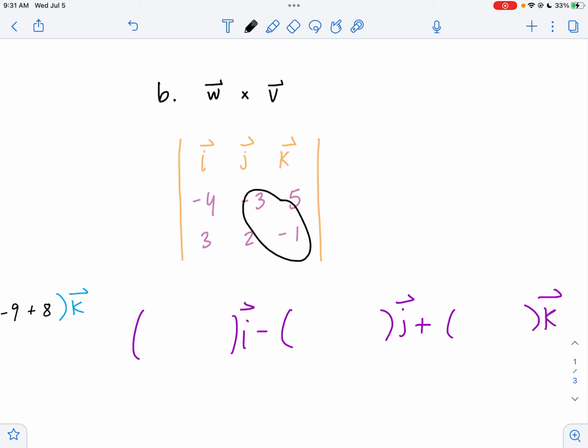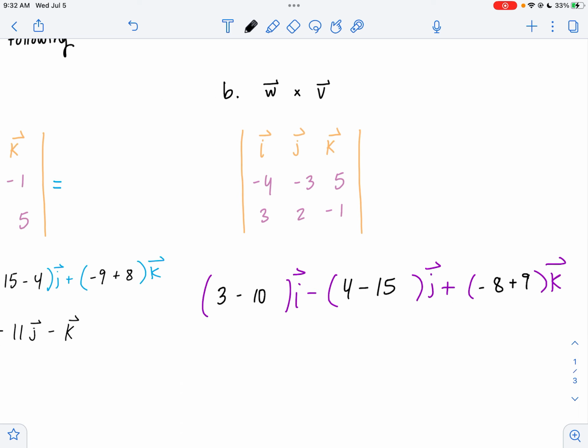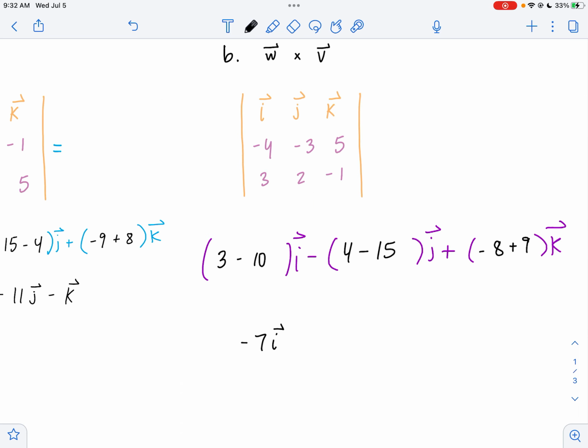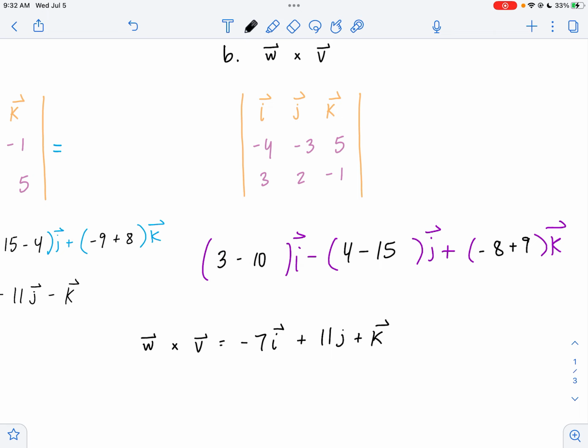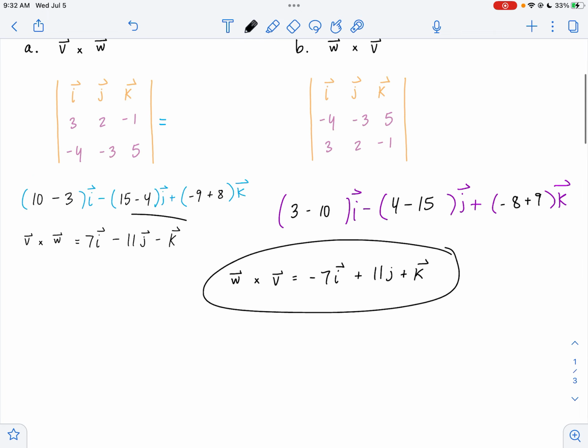So it ends up working out the same, except you'll notice my numbers end up being flip-flopped, because I've flip-flopped w and v and where they lie in calculating the determinant. So it ends up being 3 minus 10, 4 minus 15, and then -8 minus -9, so +9. So what we end up with is -7i minus 11j, which turns into a positive, and then plus the vector k. Okay, so our last one ends up being w cross v right there. Again, very similar answers, but essentially just opposites of one another.